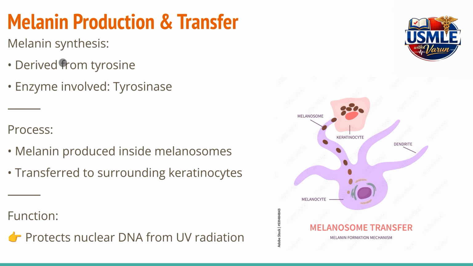Melanin synthesis begins with tyrosine as a precursor molecule, and the enzyme involved in the synthesis of melanin from tyrosine is tyrosinase. The process is that melanin is produced inside these melanosomes, and then it's transferred to the surrounding keratinocytes where melanin accumulates, and this leads to pigmentation of those keratinocytes. This melanin protects nuclear DNA and other genetic material from ultraviolet radiation, and also helps prevent cancers.